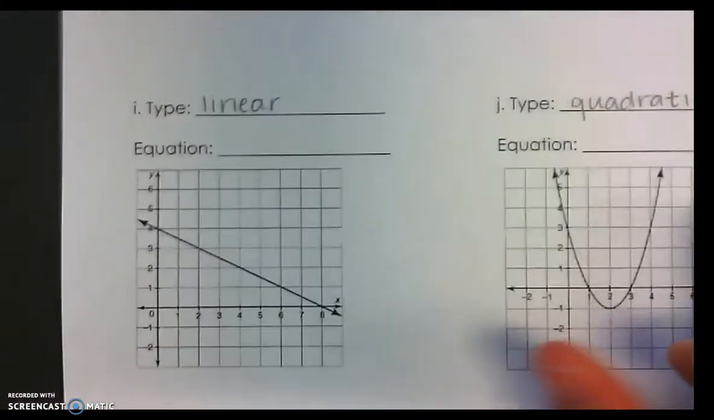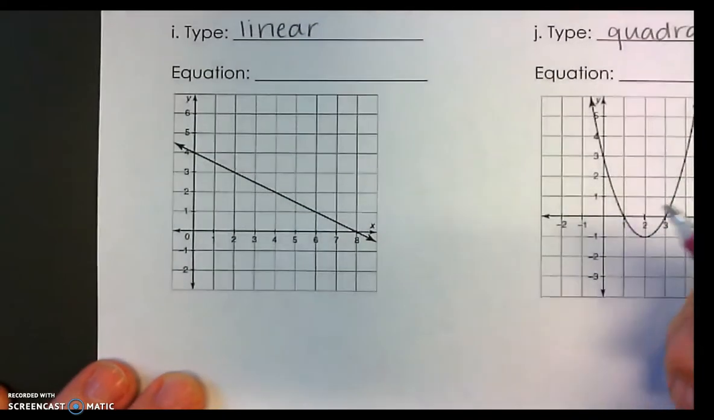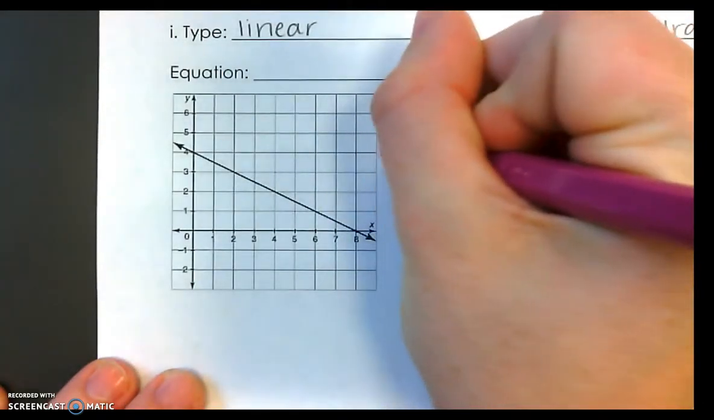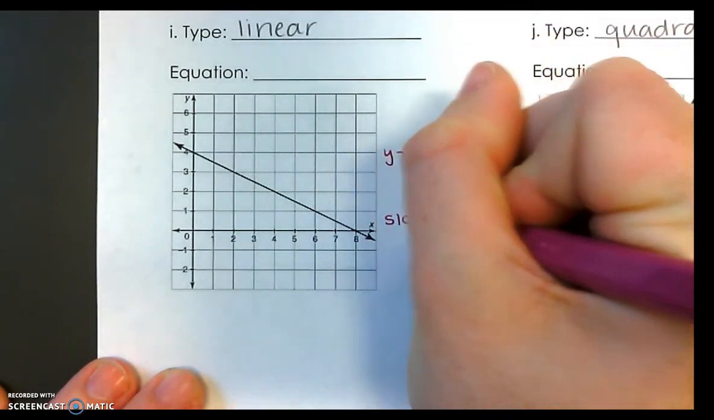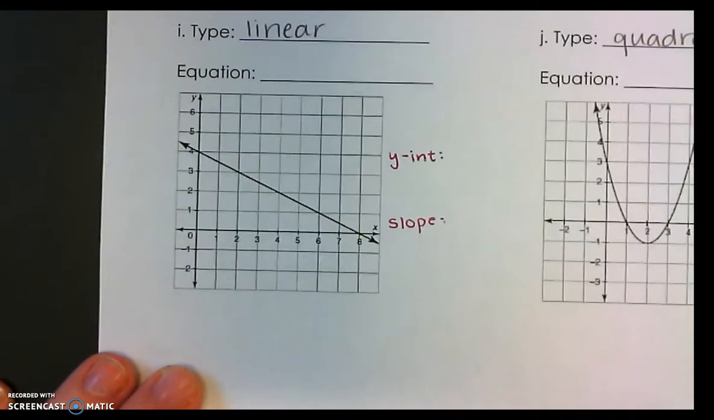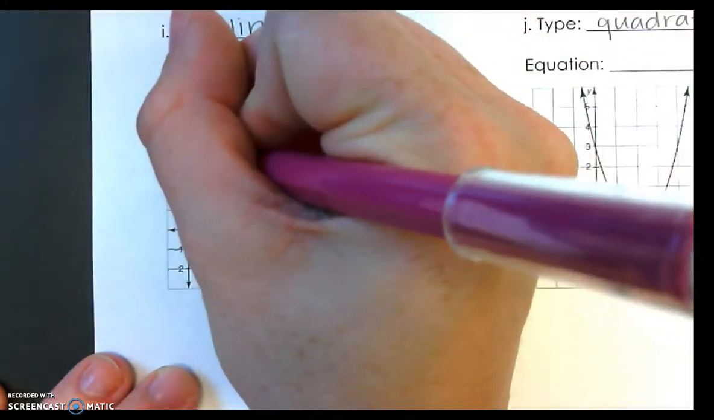So then we had one more linear function. Again, we need our y-intercept and our slope. And it doesn't matter which one you find first. I just always find the y-intercept first, so I write it first. You can find slope and then y-intercept, that's fine. So my y-intercept is right here.